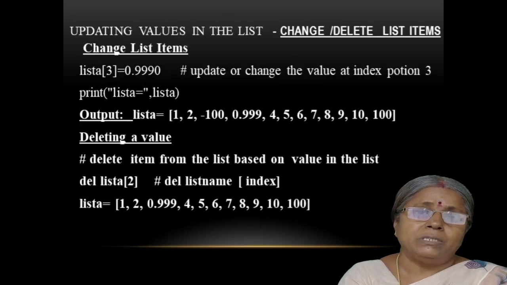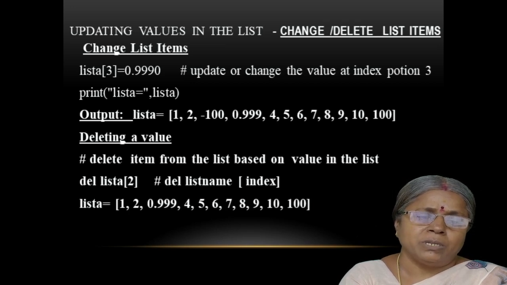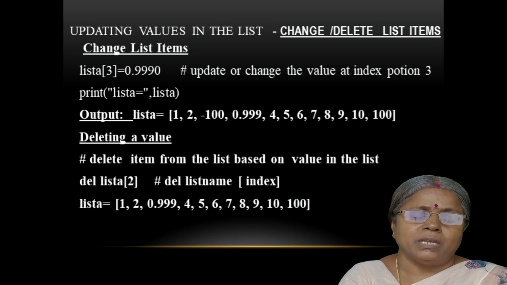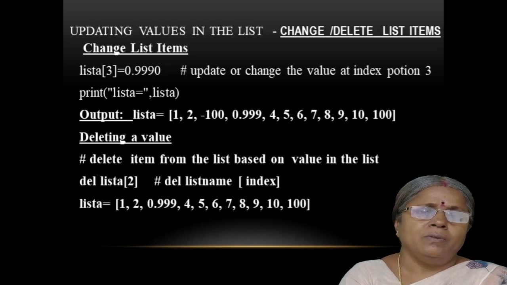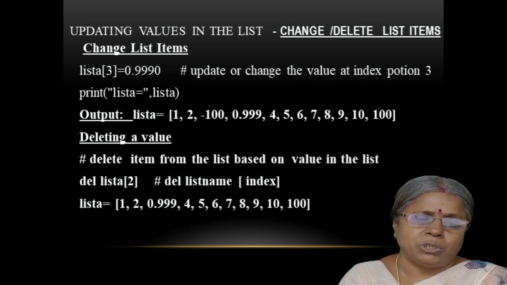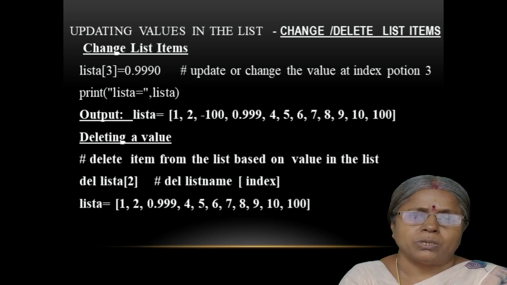Then, how to change or delete an element in the list. To change an item in the list using an assignment operator, write the variable name with the changing position within square brackets, equal to the new value. Suppose you want to delete a value from a list, we can use the del method.